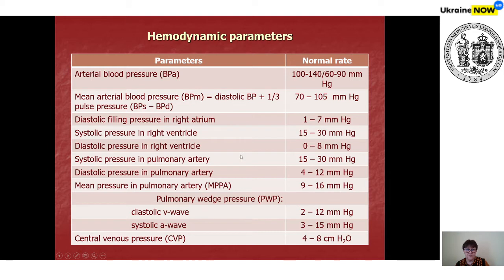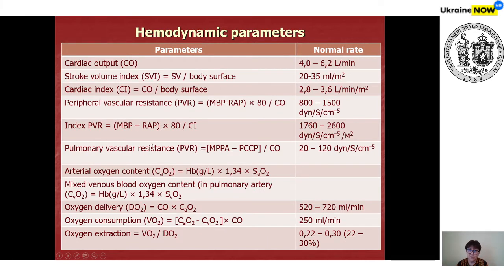And we can measure pressure in different parts of central veins, in the right heart chamber, in the pulmonary artery. For checking the pulmonary circulation, we use pulmonary wedge pressure. And central venous pressure is a quite informative index in shocked patients.